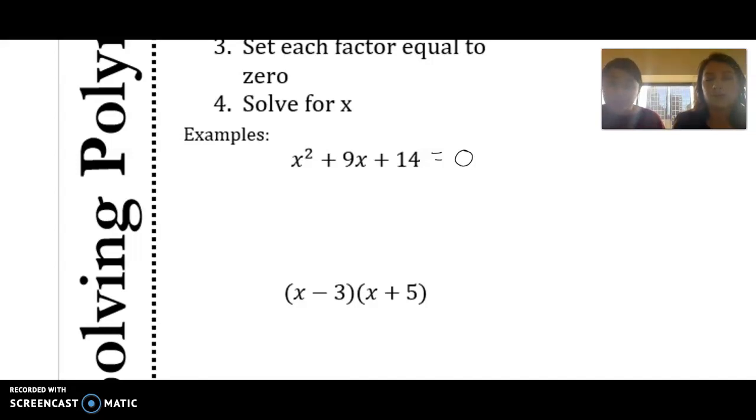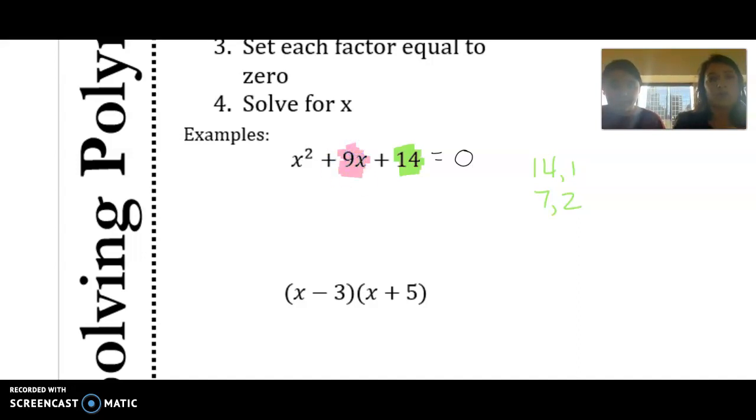We need to see what multiplies to make 14, which is our c. So let's go ahead and list out our factors of 14. What multiplies to give us 14? We have 14 and 1. We have 7 and 2. And I think that's it. Correct. And then we want to find which two of those pairs add to give us 9.